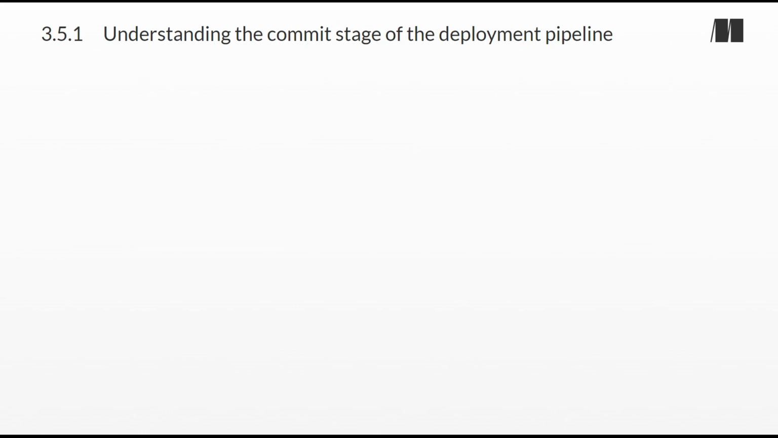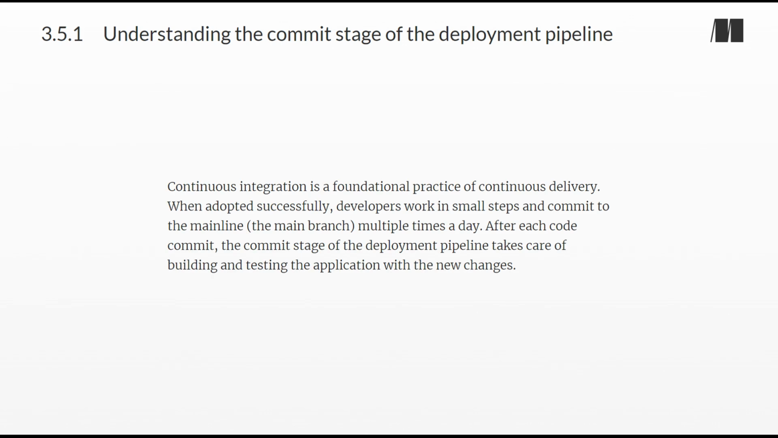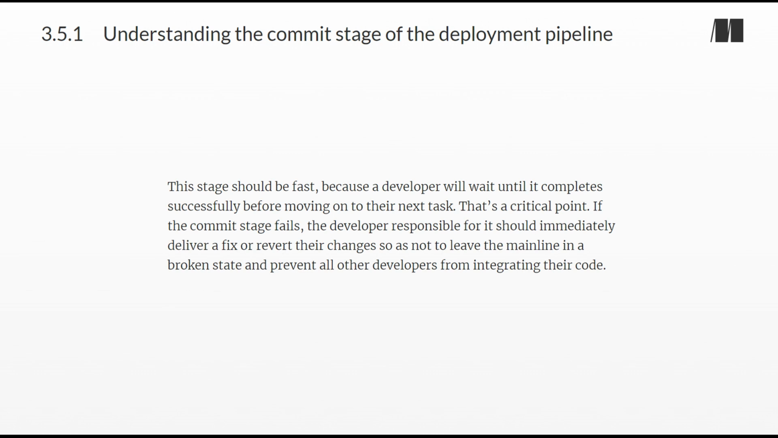Section 3.5.1. Understanding the commit stage of the deployment pipeline. Continuous integration is a foundational practice of continuous delivery. When adopted successfully, developers work in small steps and commit to the mainline, the main branch, multiple times a day. After each code commit, the commit stage of the deployment pipeline takes care of building and testing the application with the new changes. This stage should be fast, because a developer will wait until it completes successfully before moving on to their next task. That's a critical point.